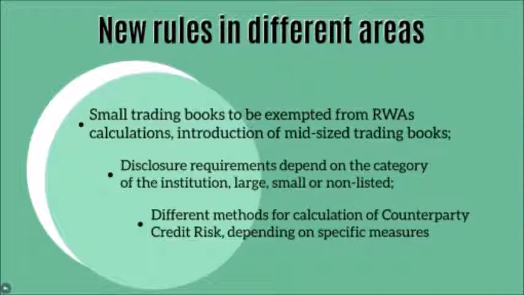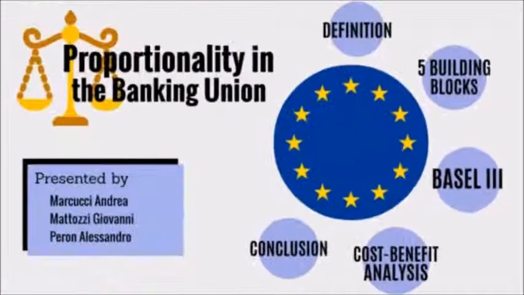Different methods for calculating the exposure value are stipulated, depending on specific measures. An institution shall use the simplified method if the size of the on and off balance sheet derivative position is equal to or below 10% of the institution's total assets and 150 million euros. Banks with derivative positions not exceeding 5% of total assets and 20 million euros may use the original exposure method.